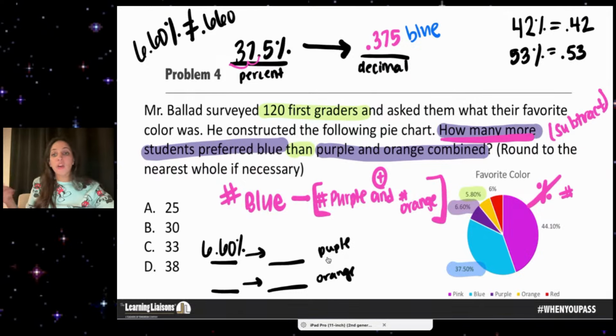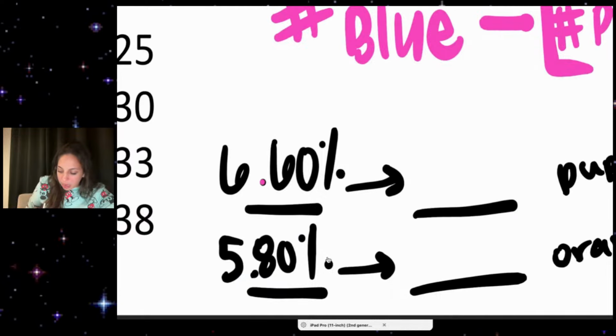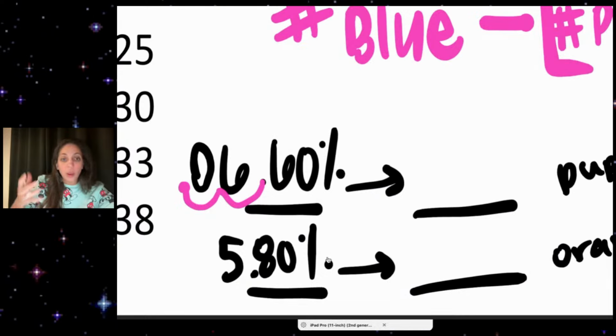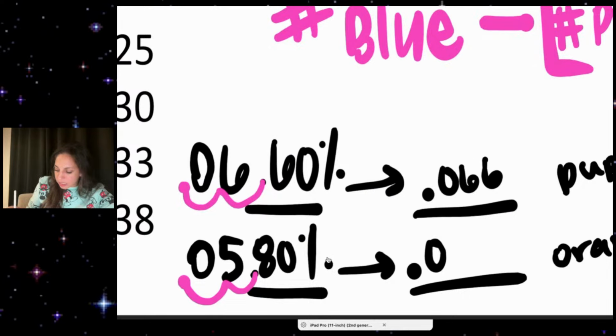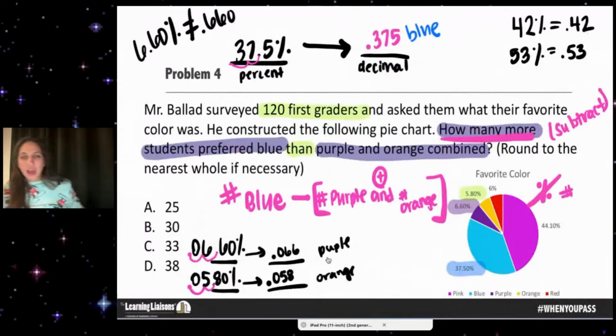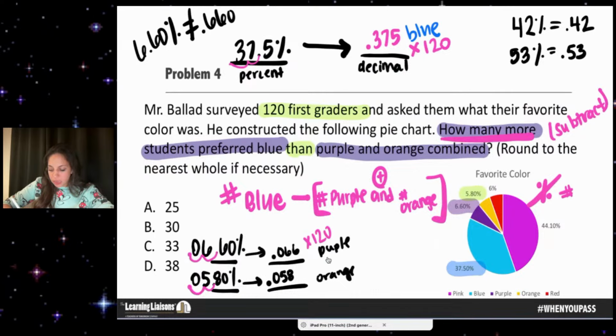That will be the number one error that people make on this. And then the orange is 5.80%. And so when I convert those, when I hop that decimal, my decimal goes there, which means I need a 0 where I have an empty gap. And I need another 0 where I have that empty gap. So this equals 0.066, and this one equals 0.058. Now what am I going to do to figure out the actual number of kids that chose blue, purple, and orange? Multiply times 120.